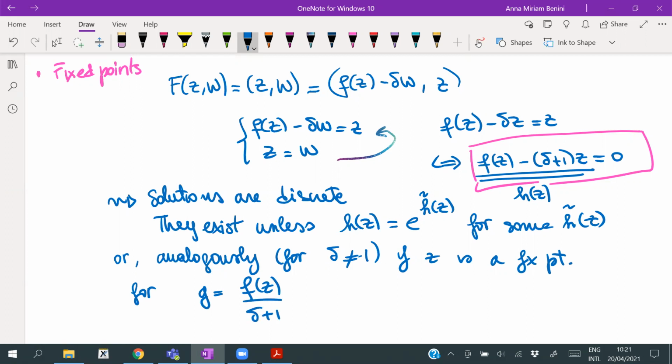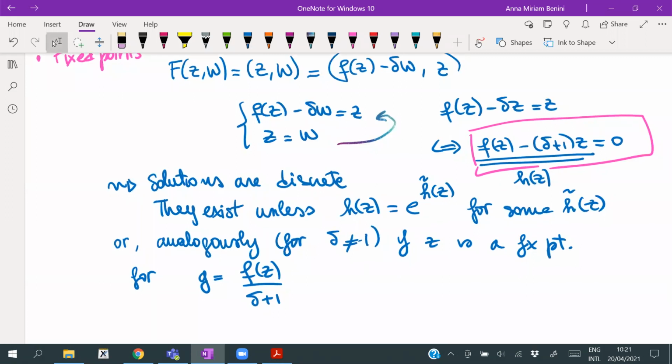Okay, so fixed points exist in many cases, and they will be points of the form: the set of fixed points of f equals the set of points on the diagonal, so they are of the form (z, z) in C², where z is a fixed point for this function g.